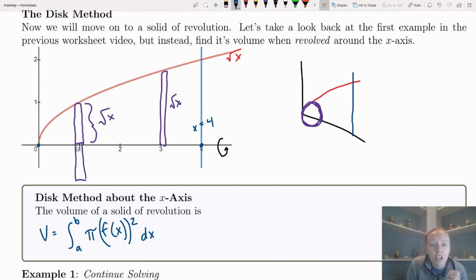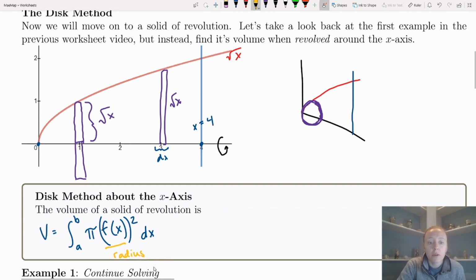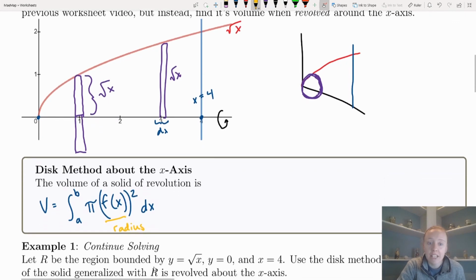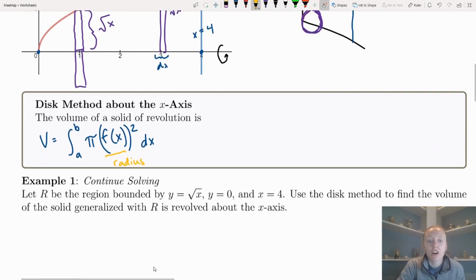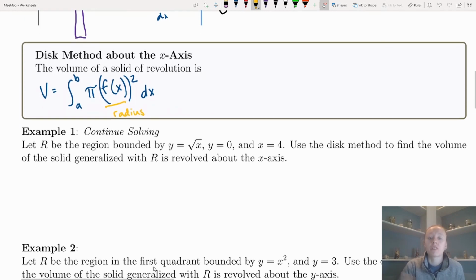So you can envision our dx being the width of those rectangles. If we take the area and multiply that by another length, that's going to build our volume. So again, we need to remember that f of x is our radius. And I'll just make a note of that in that little box. So in example 1, it says, let's continue solving what we started. It says, let R be the region bounded by y equals the square root of x, y equals 0, and x equals 4.